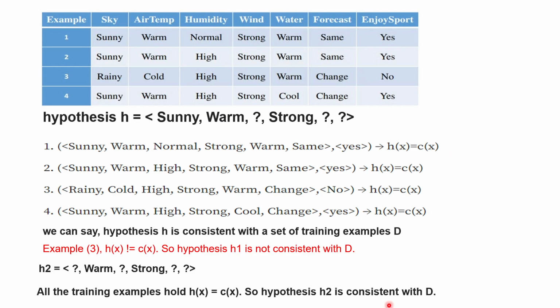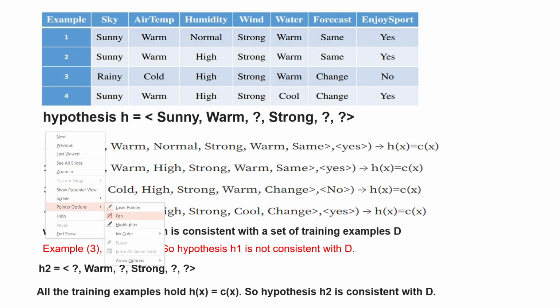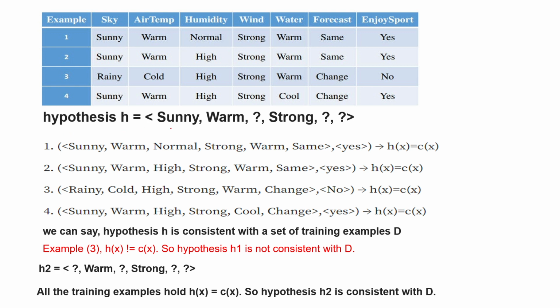Now we'll take an example. This is the table, and assume that this is a hypothesis: h equals sunny, warm, ?, strong, ?, ? for these attributes. The question mark indicates it can take any value. So the first parameter should be sunny, the second should be warm, the third can be anything, the fourth should be strong, and the fifth and sixth can be anything. That is the general hypothesis that is obtained. These are the four available rows from the data set D.